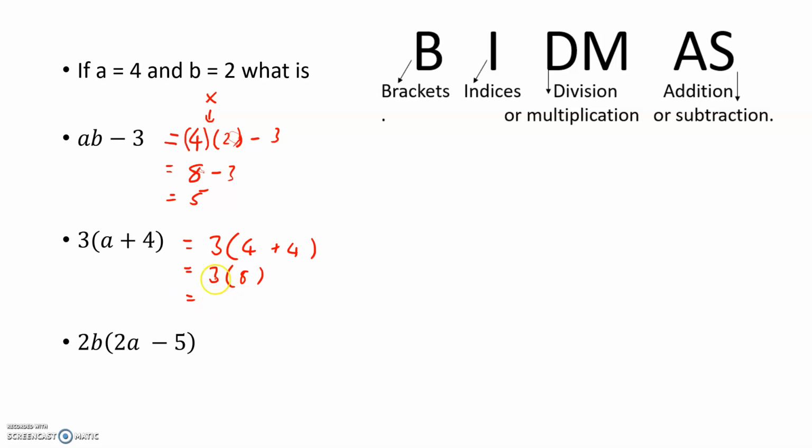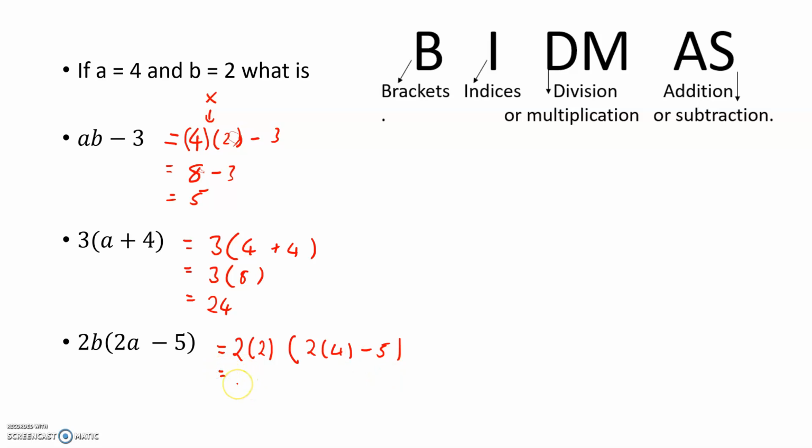And then I know there's a times between the 3 and the 8, so 3 times 8 is 24. Right, and the last one, first thing I'm going to do is change the letters to what we know they are. So 2b is 2, so best bet's to put it in brackets to start with. And we've got bracket 2, a is 4, again it's a good idea to put it in brackets, take away 5, and then close the brackets off.